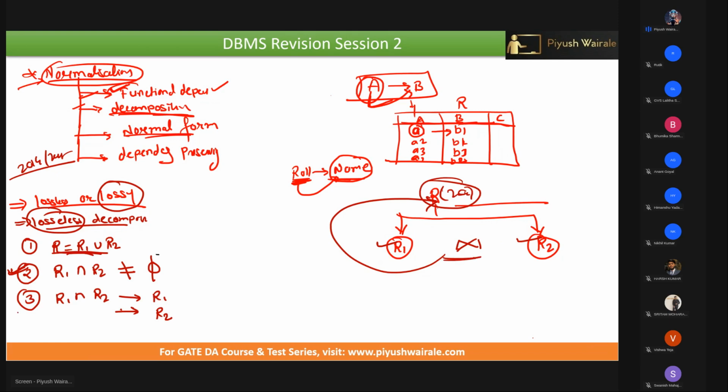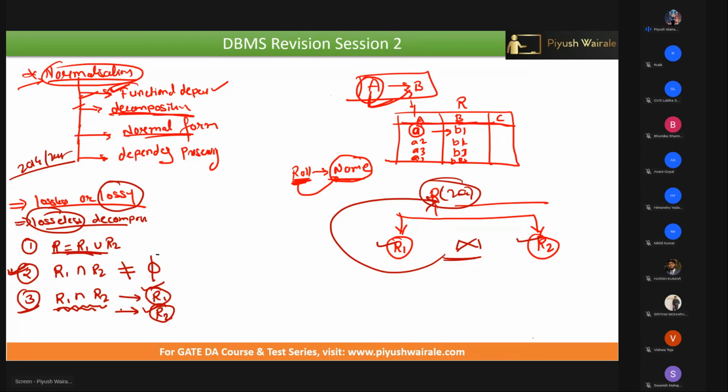And what about the third one? That particular common attribute must give me R1 or R2. It means that particular common attribute or set of attributes must be a key of R1 or R2 here. That is, R1 intersection R2 gives us R1 or R2, right?